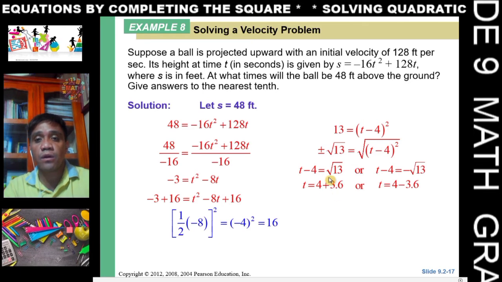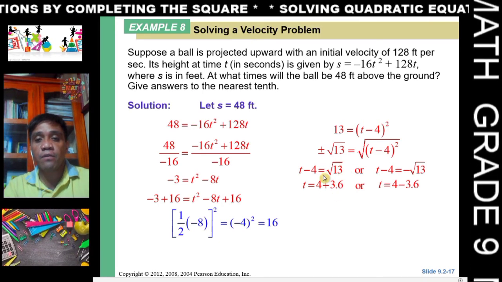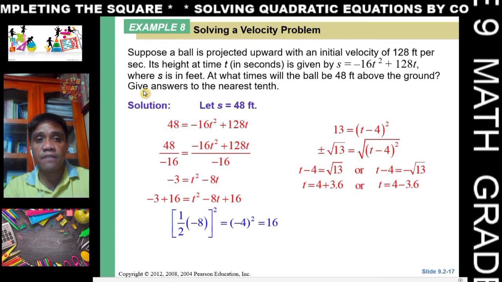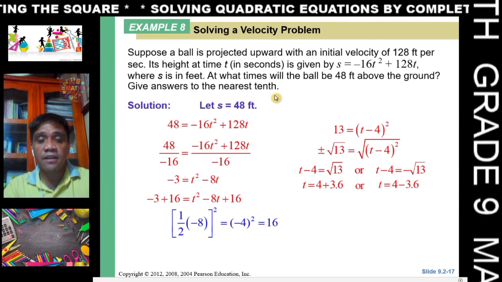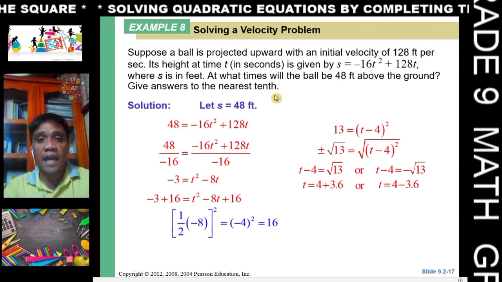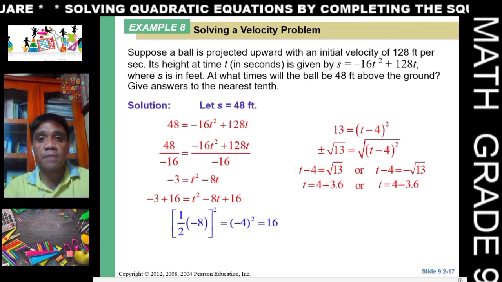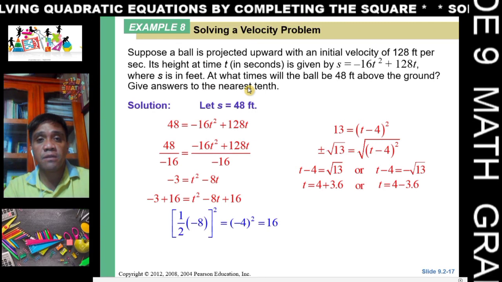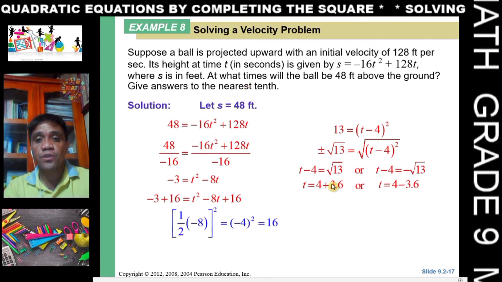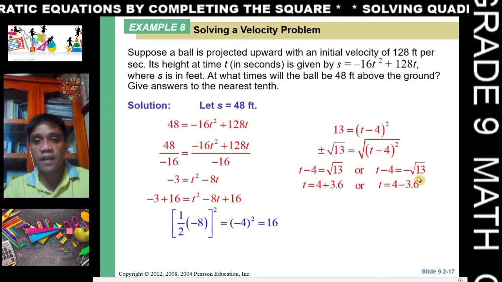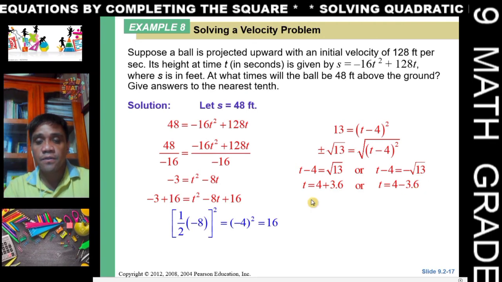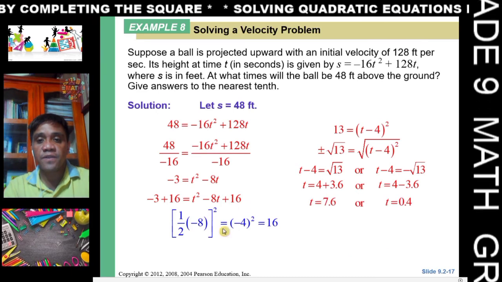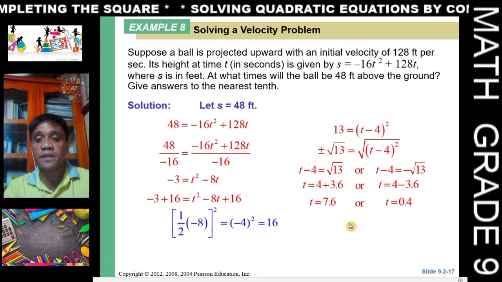Take note that we are going to approximate the square root of 13 to the nearest tenth from the given. We are finding at what times the ball will be 48 feet above the ground, but it must be to the nearest tenth. So the square root of 13 is 3.6 and the other one is negative 3.6. Therefore 4 plus 3.6 is 7.6, and the other one, 4 minus 3.6, is 0.4.